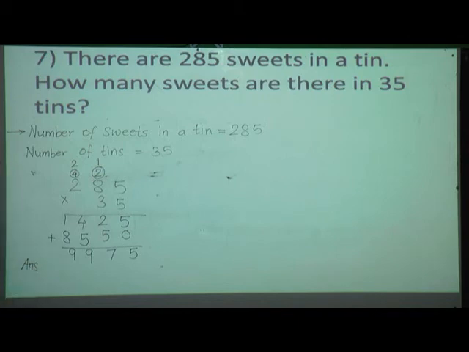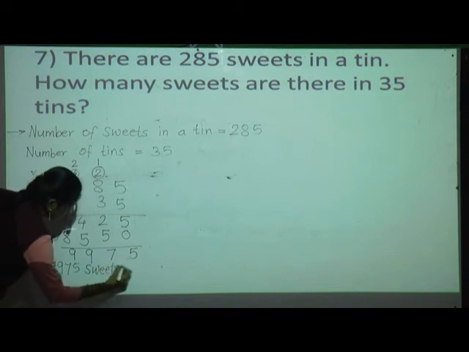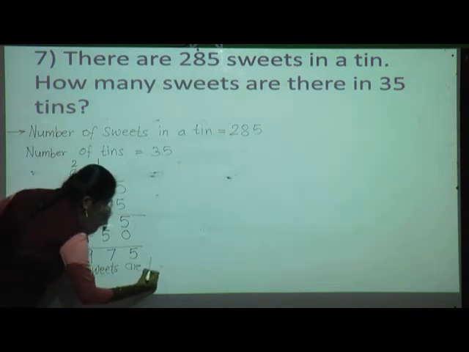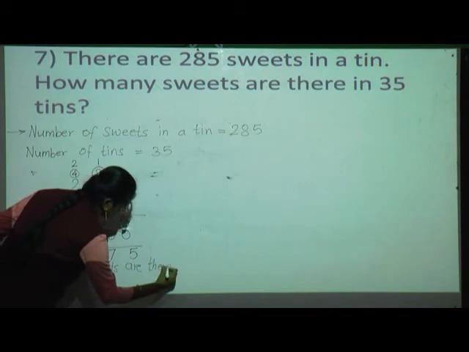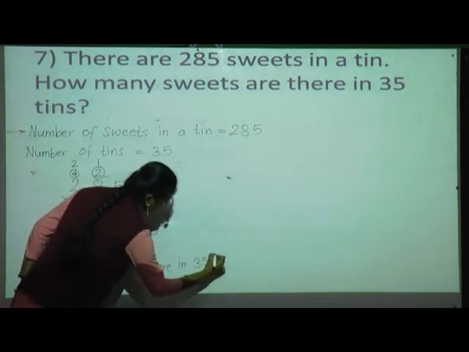Just remove these two words. We have to remove these two words, and instead of them we have to put the number only. So what is the number? 9975 sweets are there in 35 tins.